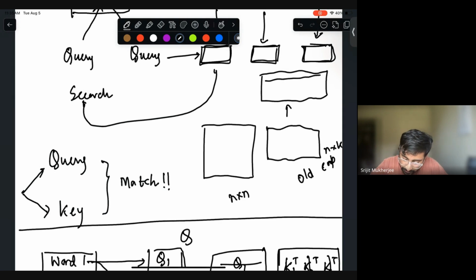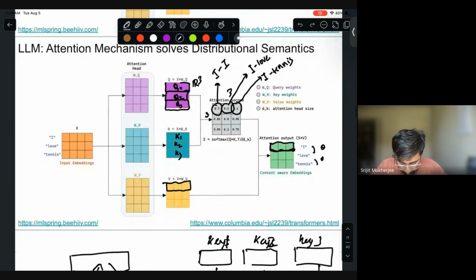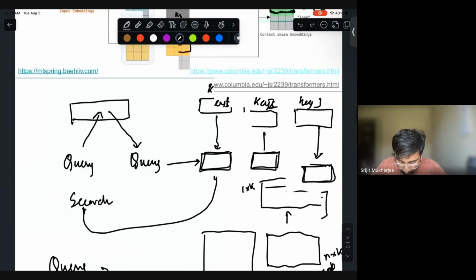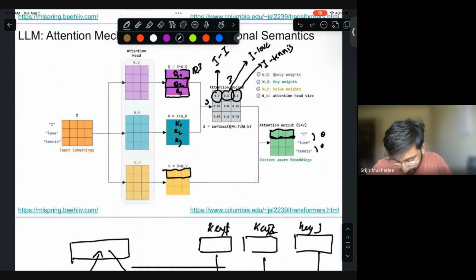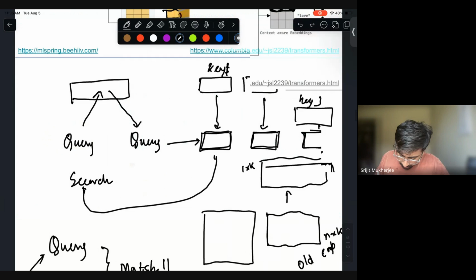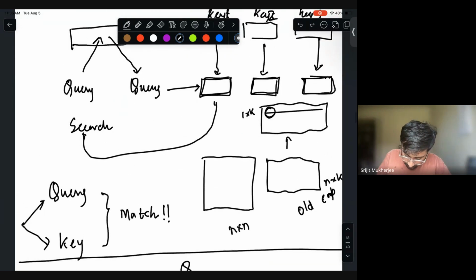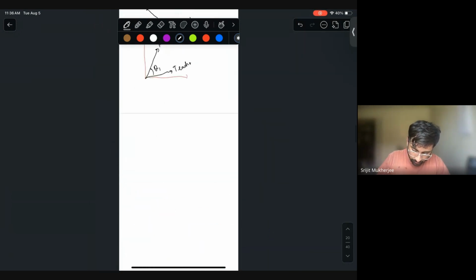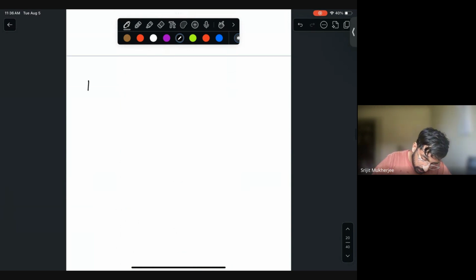So how does this first vector come in? The first vector is 1 cross k. So this one is being multiplied with this one individually. Understand this very carefully. We have to write the linear algebra properly, carefully. So we have the attention here.